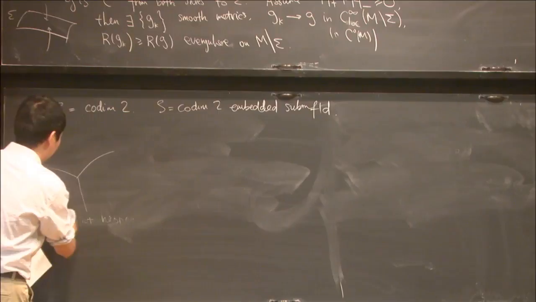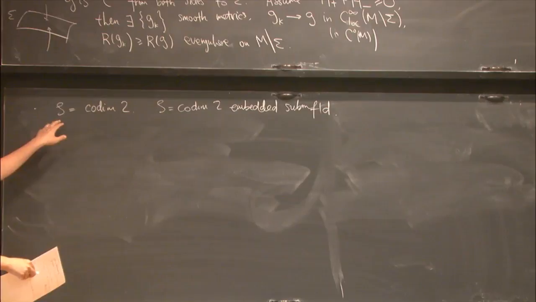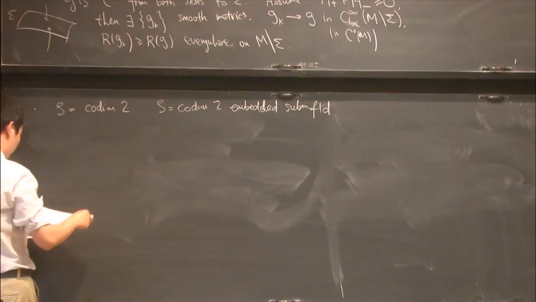All right, so a natural condition. Once again, without putting any geometric condition, you cannot expect such a result to be true. Namely, there can be L infinity metrics singular at codimension two embedded submanifolds which actually decrease scalar curvature. So a natural geometric condition is the following.